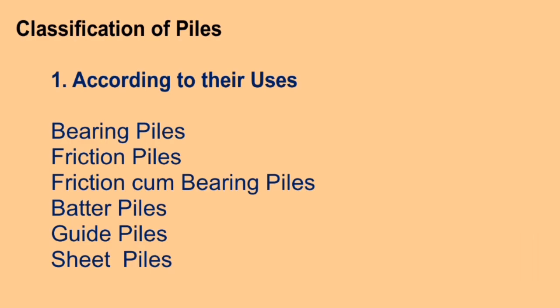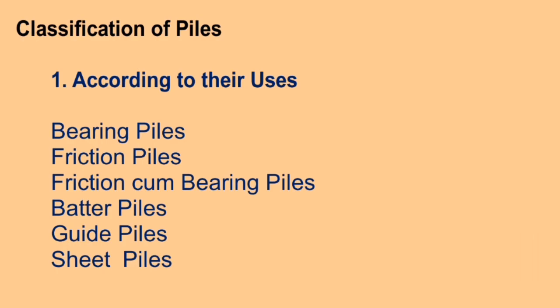Let us discuss piles classification according to use. First one, bearing piles. The piles which rest on hard strata and act as columns to bear the load of the structure are known as bearing piles. Now, friction piles. The piles which do not rest on a hard strata and bear the loads on account of their frictional resistance between their outer surface and the soil in contact are called friction piles.